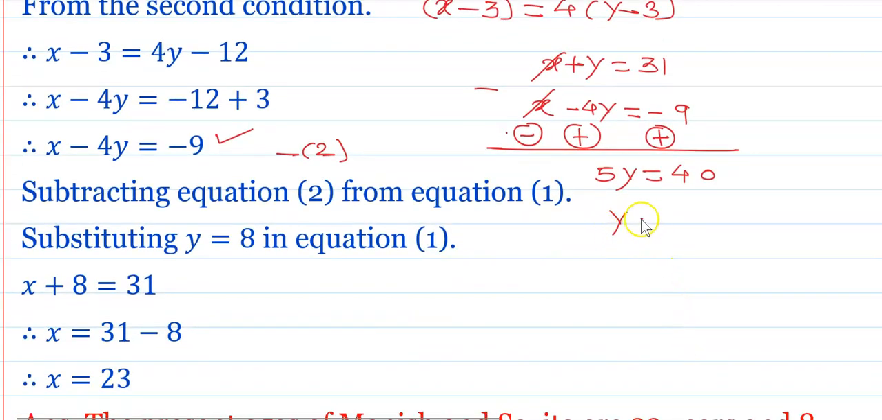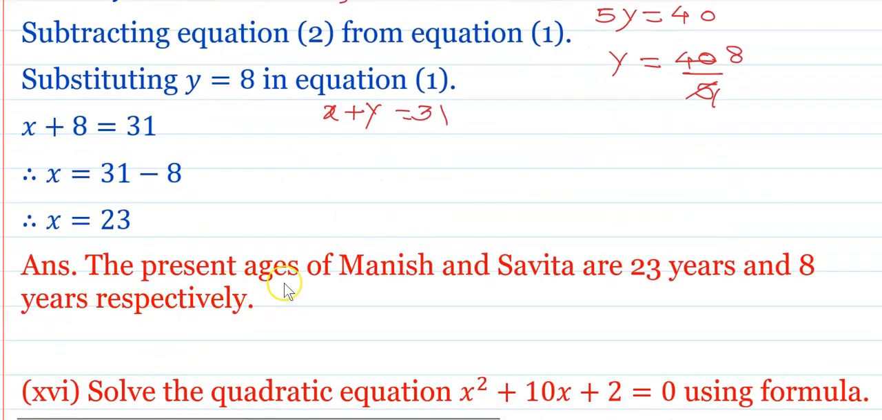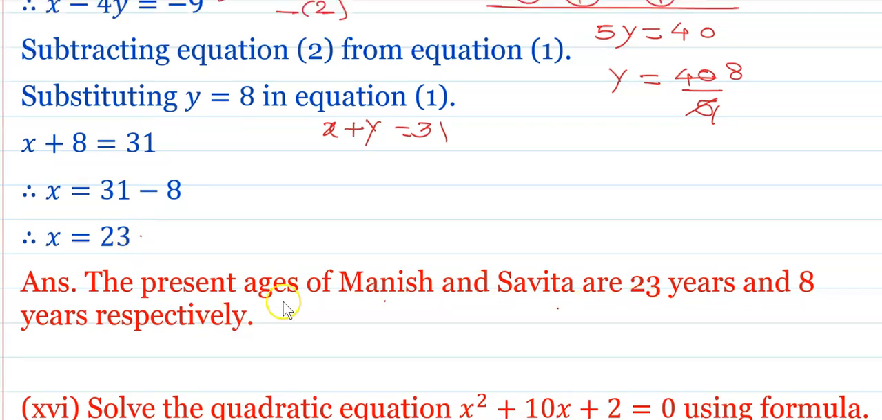Here y is equals to 40 upon 5, y is equals to 8. And therefore, substituting y is equals to 8 in equation number 1, which is x plus y is equals to 31. Therefore, x is equals to 31 minus 8. You will get x is equals to 23. And hence, the present ages of Manish and Savita are 23 and 8 years respectively.